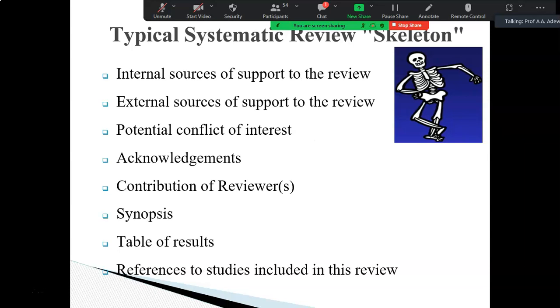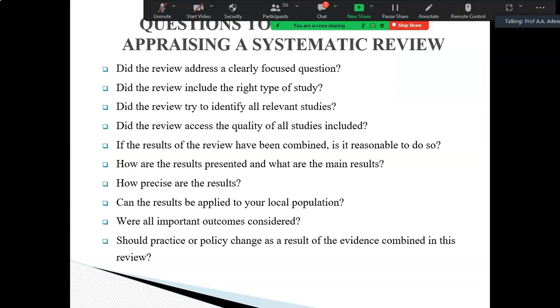There is no need doing a systematic review if there will not be implications for practice and for further research, because the medical world is evolving every day with new technologies, with new treatment, with new approaches to handling issues. Then, of course, this will be the last part of the systematic review skeleton: internal sources of support, external sources, potential conflict of interest, acknowledgements, and the contribution of each reviewer must be clearly stated. A synopsis, table of results, and references to studies included in a particular review.